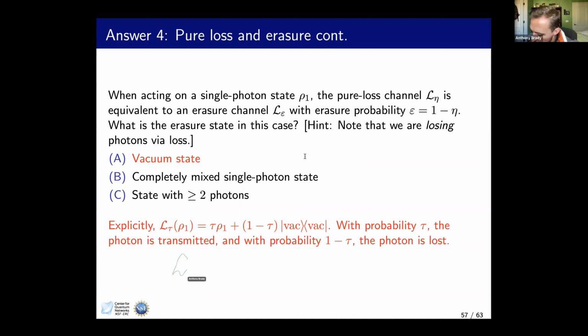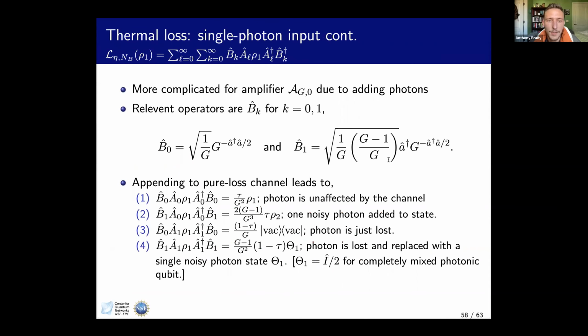If you remember for the erasure state, for some general state psi, it goes like this. So with probability epsilon, you get erased. Okay. So here, oh, did I write tau? Maybe I meant eta. Anyway, so this should be eta. Yeah, in any case, the erasure state's the vacuum state. Basically, you send the single photon through the loss channel, you either get the photon with probability tau, or you lose the photon with probability 1 minus tau. Okay. So next slide, please. Hopefully that should be fairly intuitive.